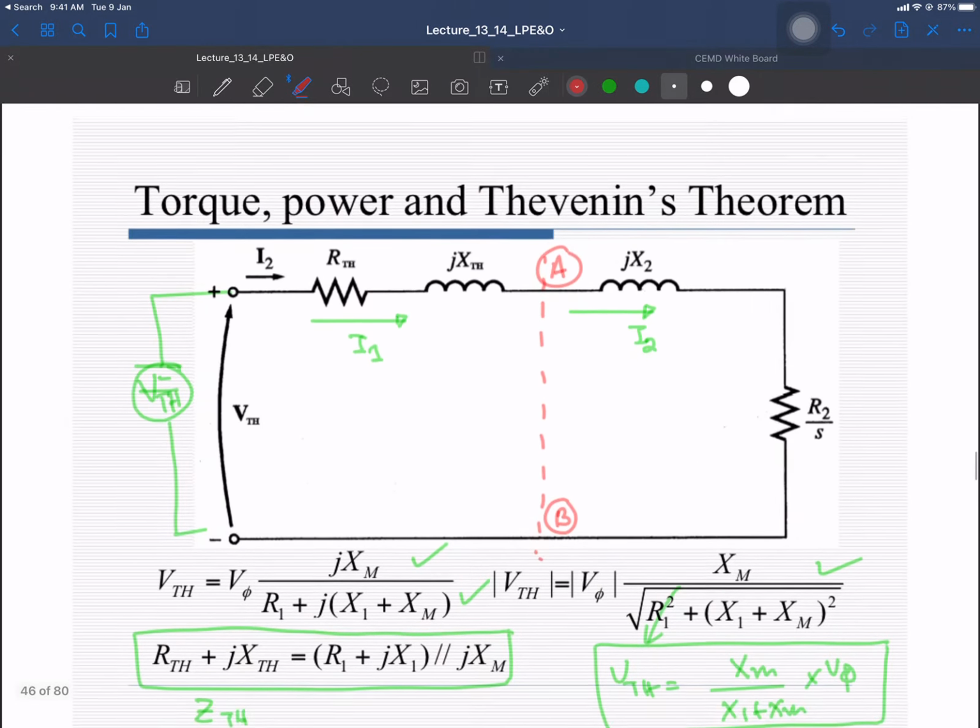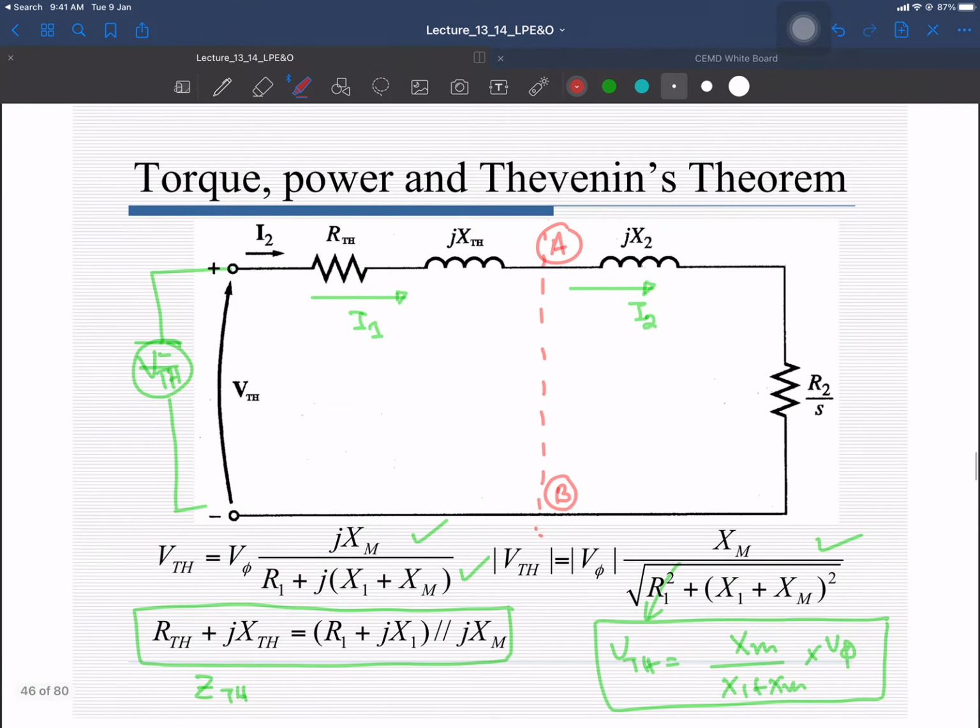So, suppose that the current is I2. I1 and I2 are equal, so I am going to consider it equal to I2. If I want to write down the expression for I2, I2 will be simply equal to the Thevenin voltage divided by the total impedance of this loop, right? And what is this total impedance? This total impedance is the sum of R Thevenin plus jx Thevenin plus jx2 plus R2 by S, right? So, this is the total impedance.